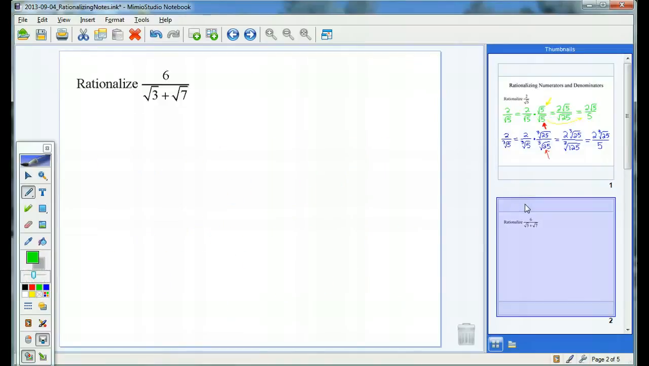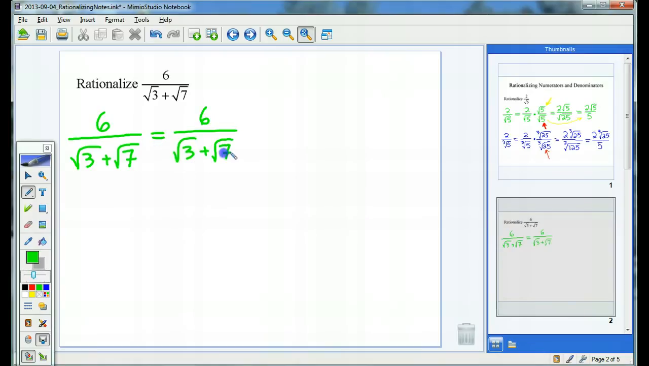Our next example is a little more complicated. In this case, we actually have 2 radicals in the denominator, and they're separated by addition, so that is called a binomial. As before, we will begin by writing the original expression, leaving it alone, putting an equals, and working to the right. So it is here before we are actually able to start manipulating the expression. We're going to multiply by a special form of 1, and you might think that that special form of 1 is the square root of 3 plus the square root of 7 divided by the square root of 3 plus the square root of 7.